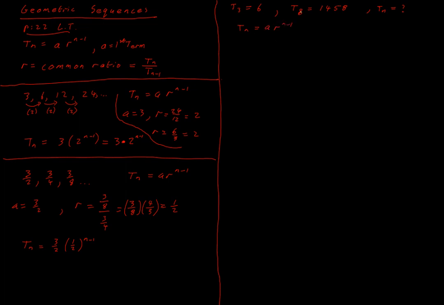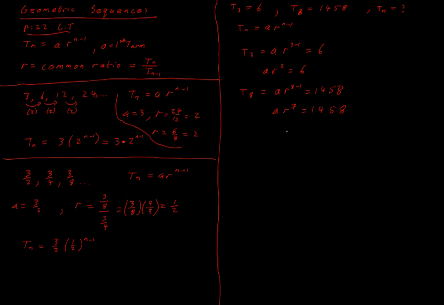Well, I'm told about T3 and T8, so let's write down T3 and T8 and see if we can make any progress with them. So T3 is going to be equal to A r to the power of 3 minus 1. And I'm told that that's equal to 6. So A r to the power of 2 is equal to 6. And T8 would be A r to the power of 8 minus 1, equal to 1458. A r to the power of 7 is equal to 1458. And now I want to try and find out what A and r are.